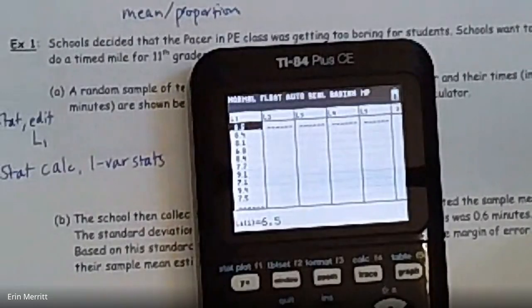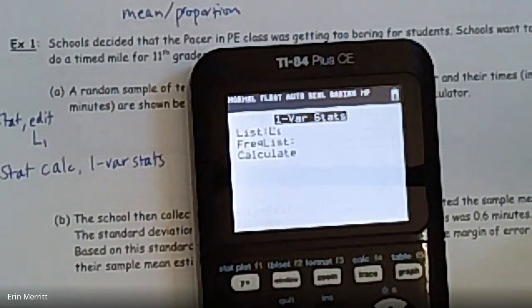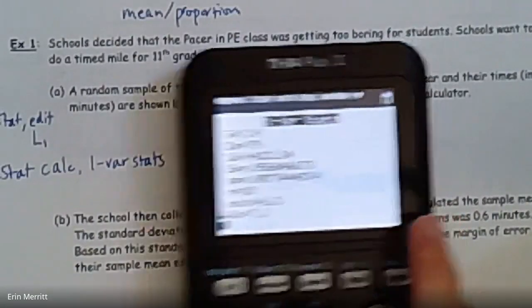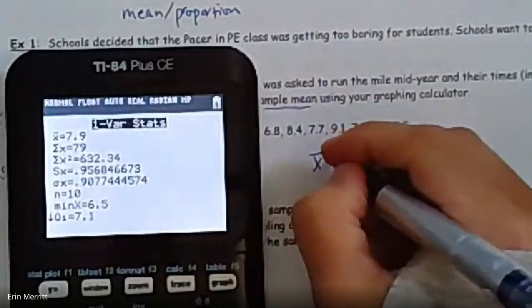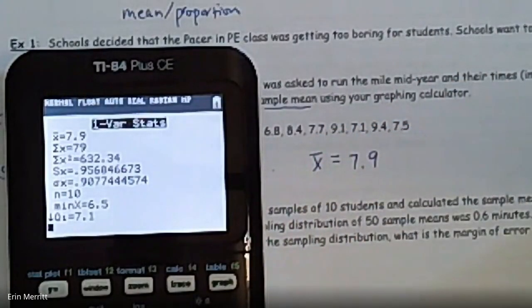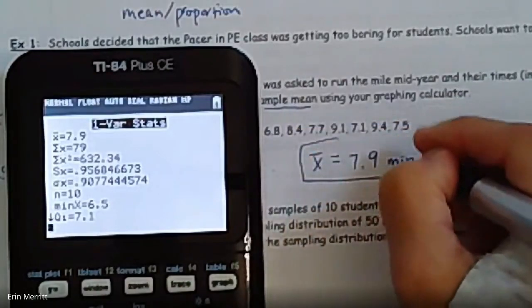Put that information in there, and then I'm going to go to stat and then calculate, and one variable stats is that first choice. So just go to calculate, and then it is going to give you what we need. So X bar is the mean. So they're saying on average for these 10 kids, it took them 7.9 minutes to run that 1 mile. So like I said, they're speed racers. All right. There's the first piece of data.